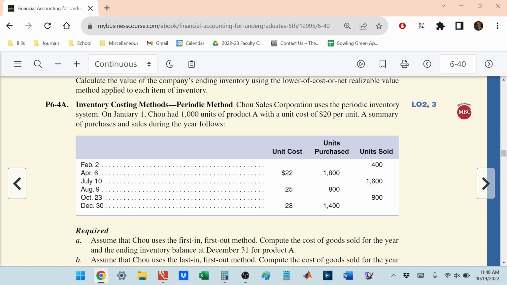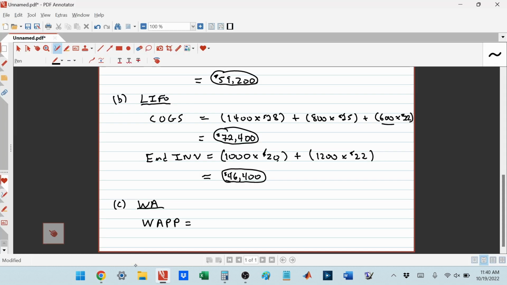Or it was something that came in on April 6th, in which case it was purchased for $22. Or it was something that came in on August 9th, in which case it was purchased for $25. Or it's something that came in on December 30th, in which case it was purchased for $28. So we're computing the weighted average of the $20 price, the $22 price, the $25 price, and the $28 price.